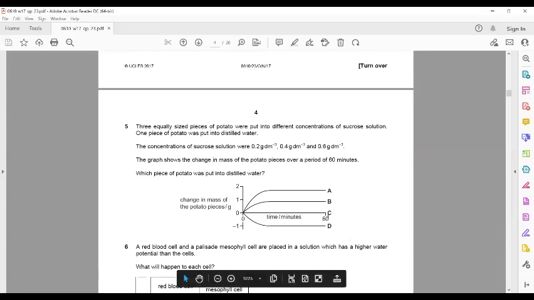But C, it means that there is no change in the mass of the potato compared to what you have started with. What does it mean? It means that the water has neither gone out nor come in. So the amount of water in and outside of the cell is the same. It's like an example of the isotonic solutions. So it can be 0.4 gram per dm cube. This is the concentration also of the solution inside the potato too. It is what actually the real osmotic pressure of the potato is.